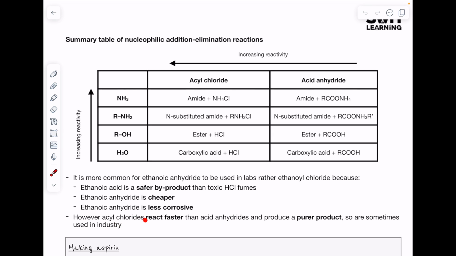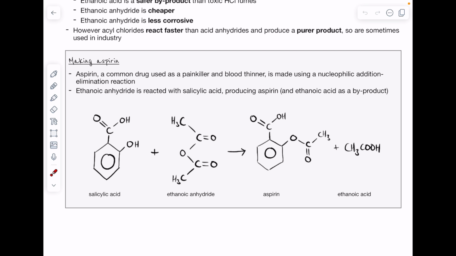But one advantage of acyl chlorides is they react faster and they produce a purer product, so sometimes they'll still be used in industry. And then a very particular example of this mechanism is used in the manufacture of aspirin, which is a common drug used as a painkiller and blood thinner. It's again made using the nucleophilic addition-elimination reaction.